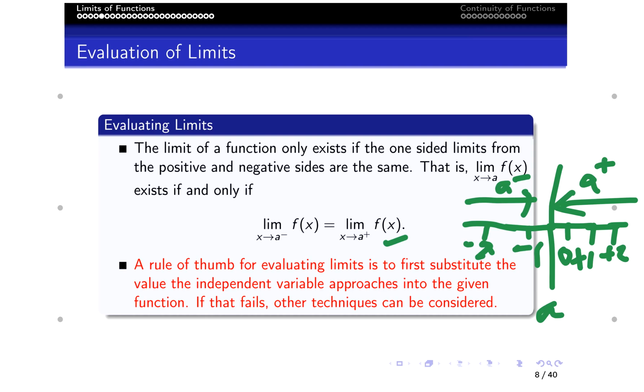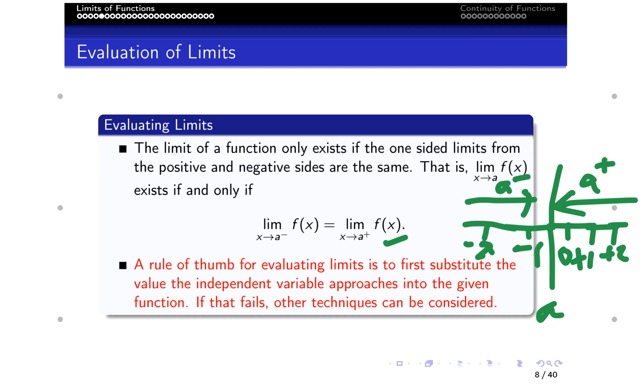You will get this better when we take an example of a step function along the line. Okay, so generally, a rule of thumb for evaluating limit is to first substitute the value the dependent variable approaches into the given function. If that fails, other techniques can be considered. So the first thing you do when you see a limit is to substitute the value that x is approaching into the function you are given. If that fails, then you can now think of other things, and we are going to see all that.